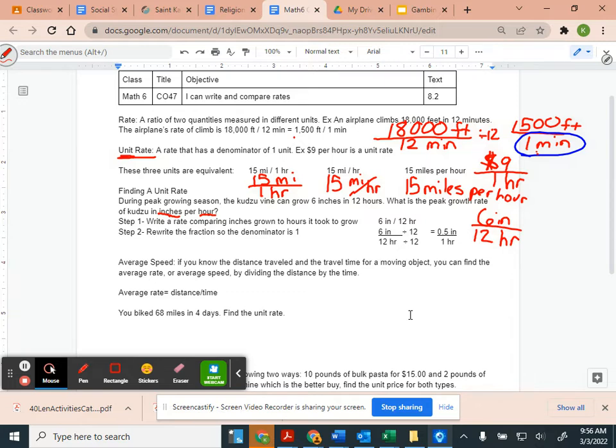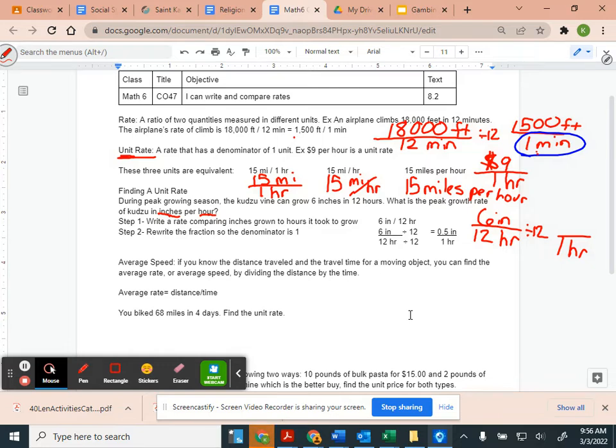Lily? We need a 1 on the bottom. How do I get a 1 on the bottom, Lily? If it's 12, what do I have to do? Divide by 12. So all you have to do is divide by that number, and I know it will be a 1 on the bottom. So whatever I do to my bottom, I have to do to the top. So I have to do 6 divided by 12.